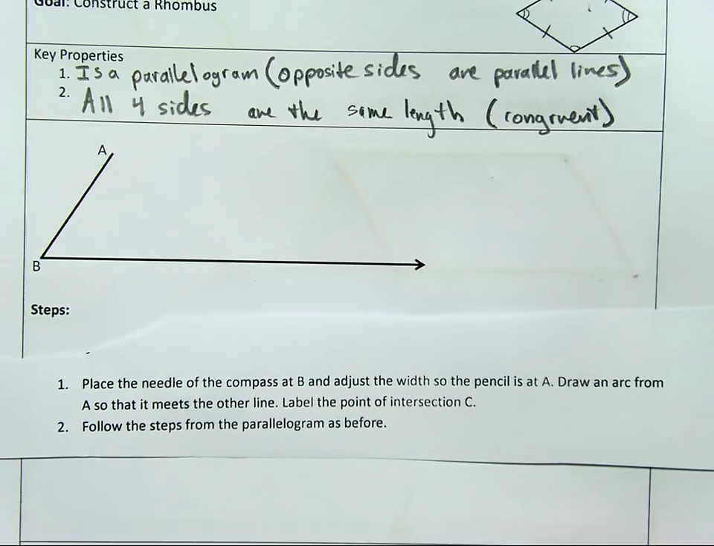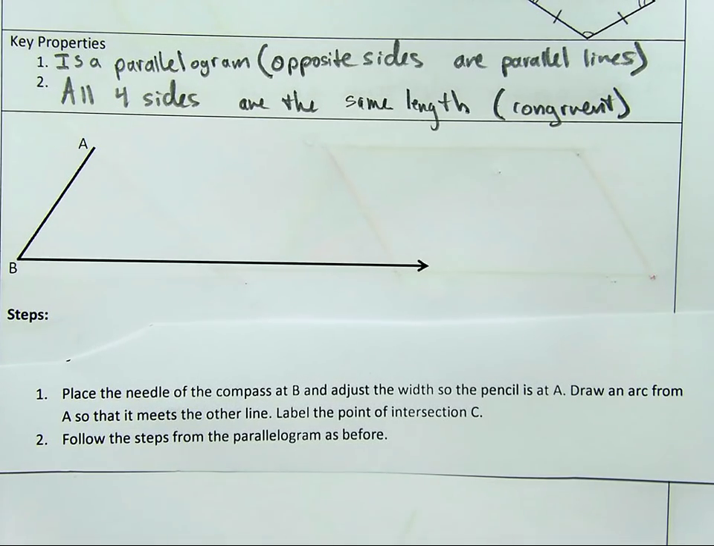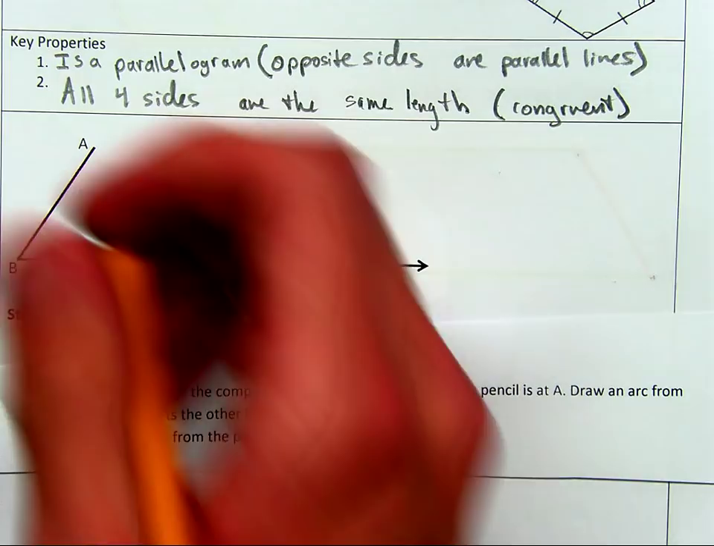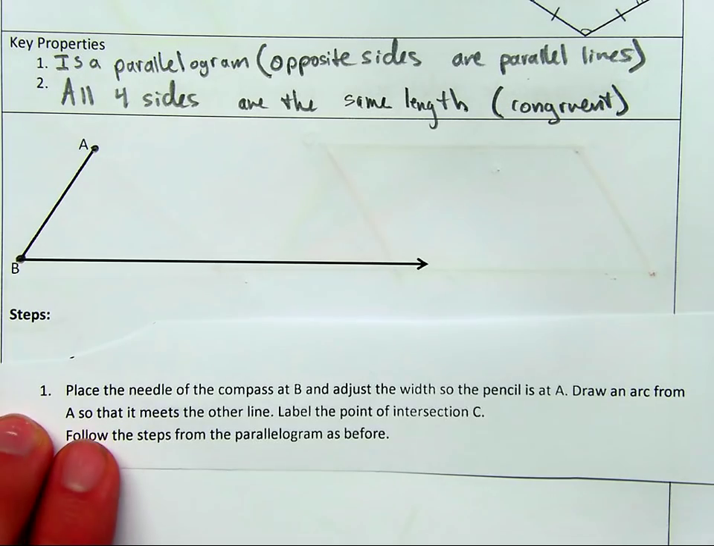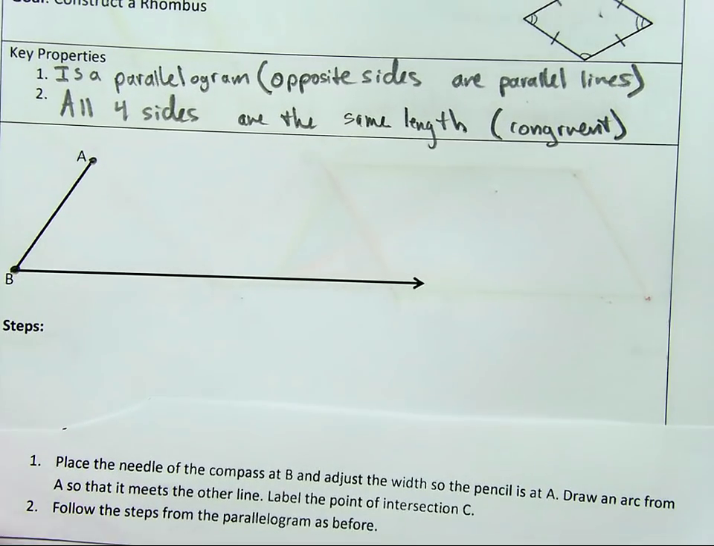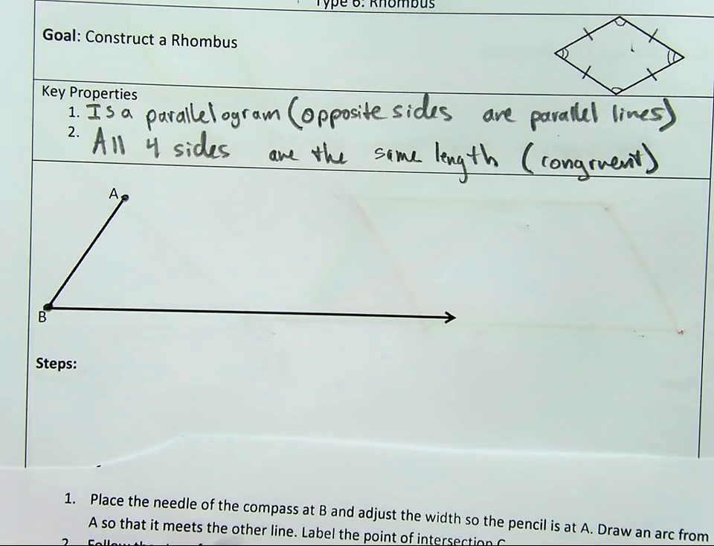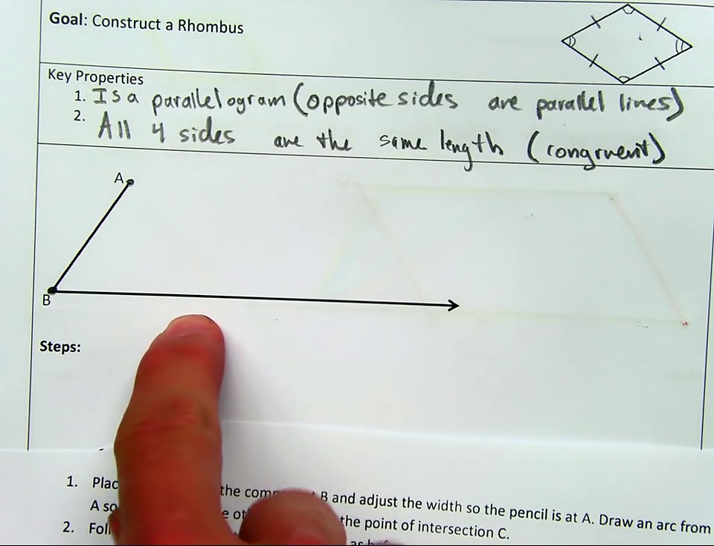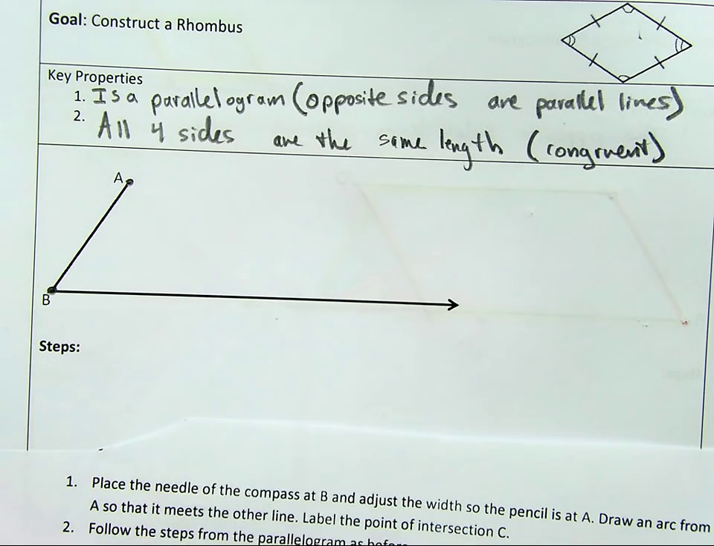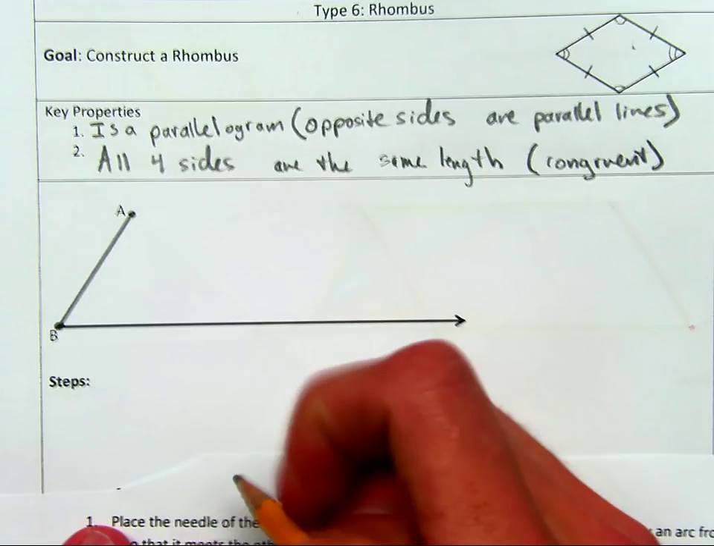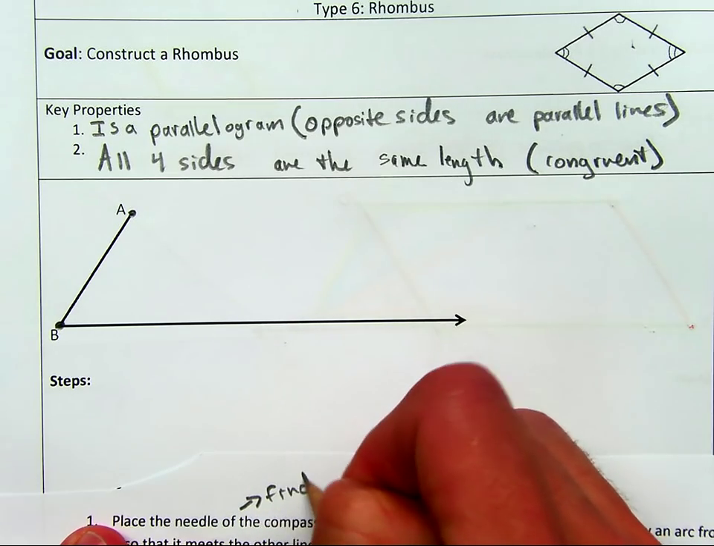Okay, here are the steps. Pause the video, copy the steps, unpause when you're ready. Okay, I'm going to darken in the points B and A. Now this one only has 2 steps. You're basically drawing a parallelogram, but with one additional step. Find C. If you remember from the parallelogram, there's a point C over here. We have to find C first. So step 1 is kind of like find C.